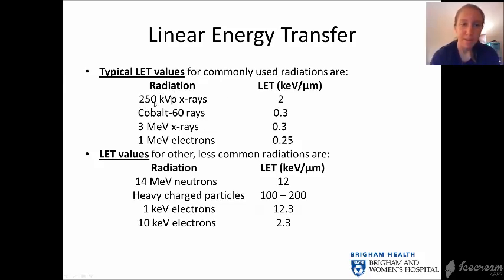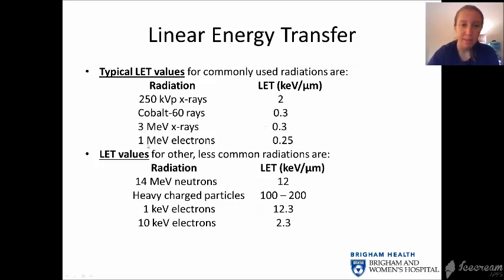So for a 250 kVp X-ray, the LET is about 2. And then the 3 MeV X-rays, if we want to compare, is 0.3 keV per micrometer. So if we compare the 3 MeV X-rays to the 250 kVp X-rays, you can see that when the energy is higher, the X-ray penetrates further into the medium, and it interacts less with the electrons. So the LET is going to be smaller.